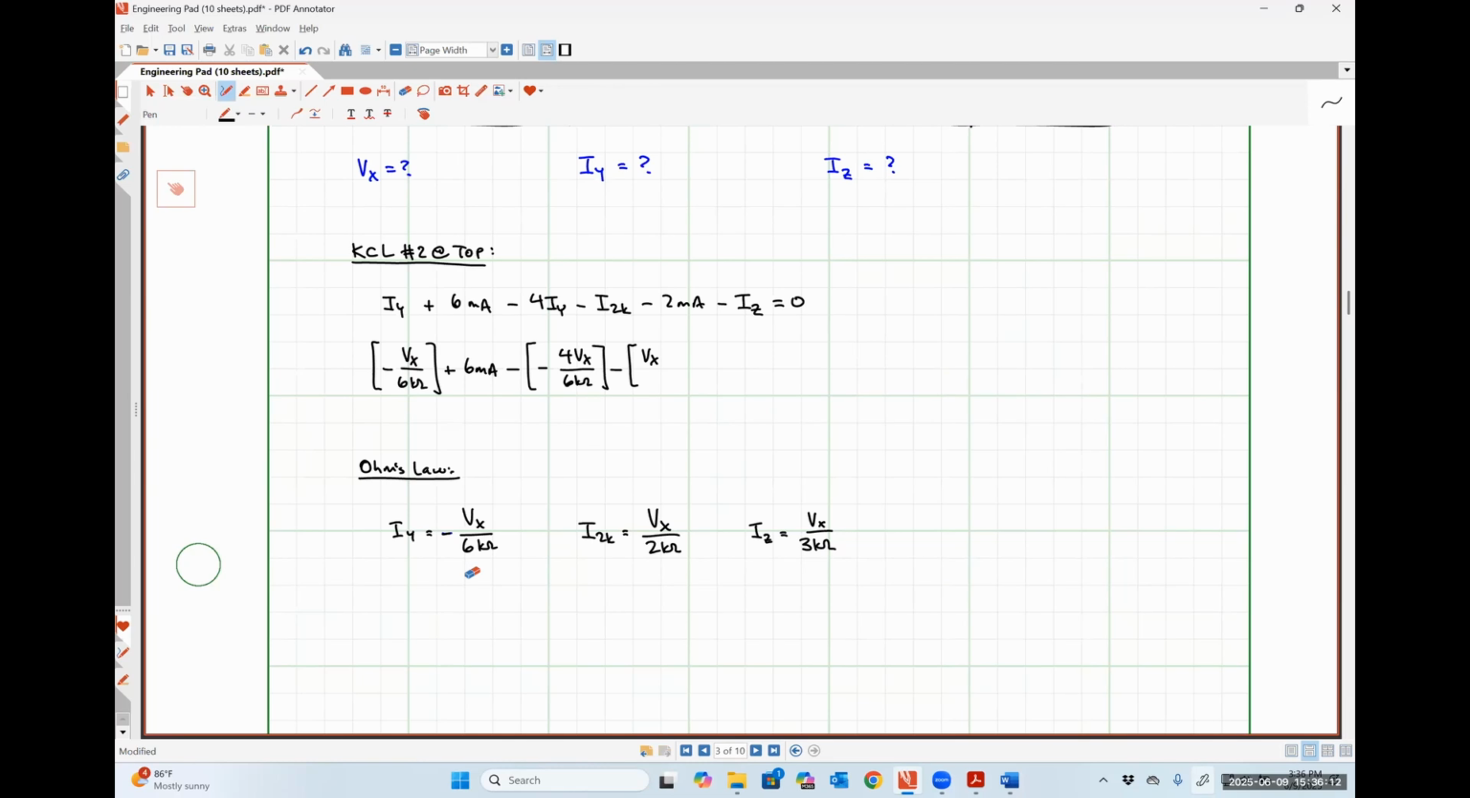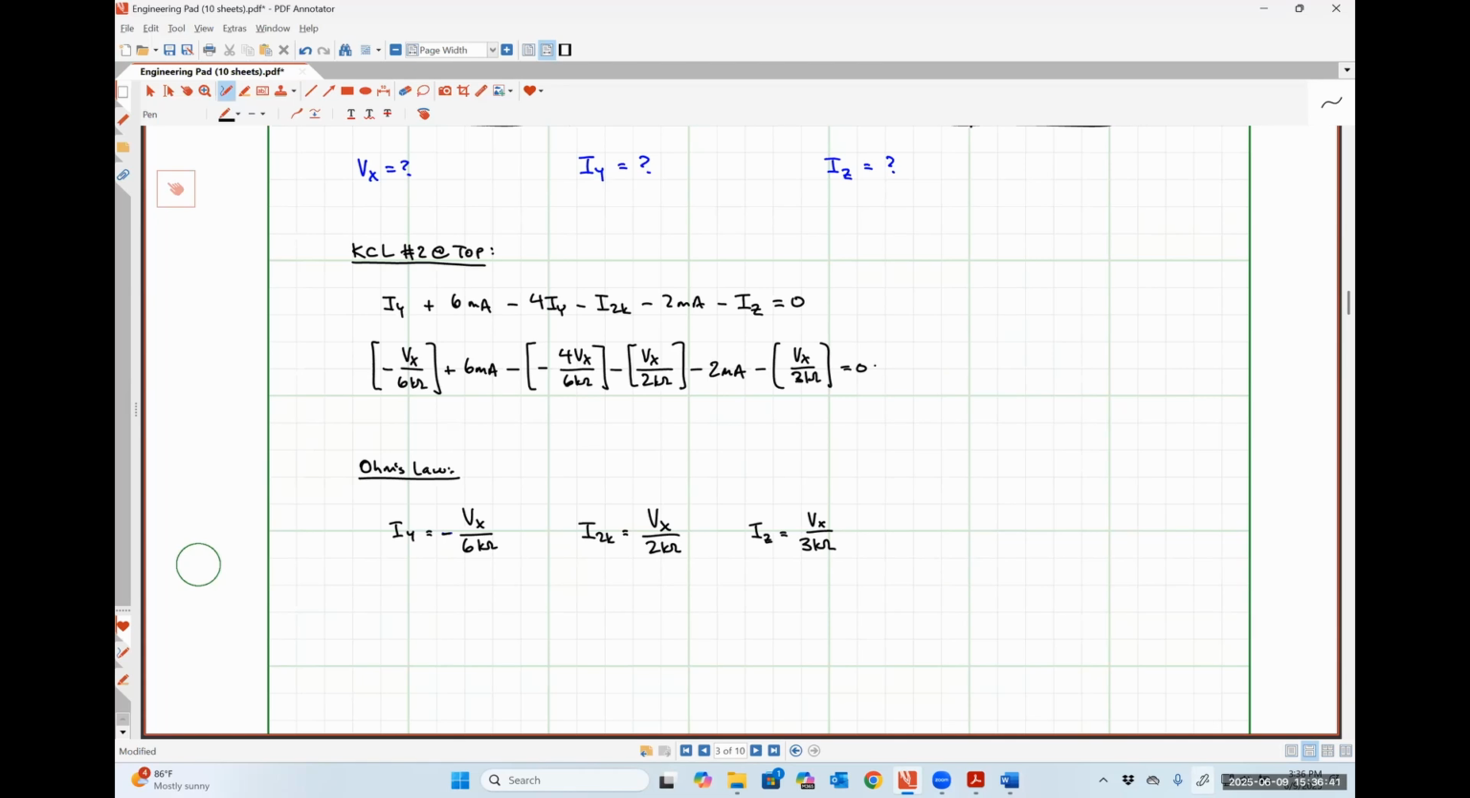Okay. So let's see. So then we have Vx over 2 kilo ohms minus 2 milliamps, and now we have minus Iz, which is Vx over 3 kilo ohms, is equal to 0. And so what I'm going to do now is move the constant terms to the other side.